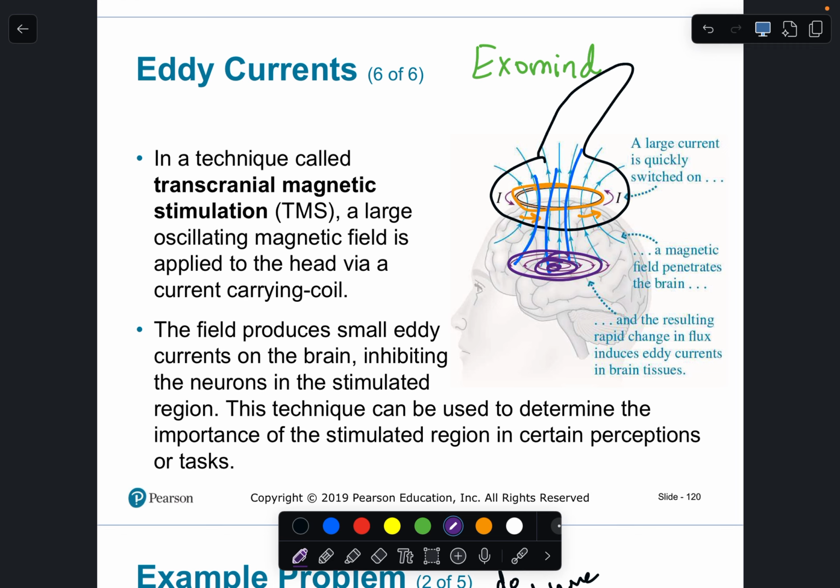There are mixed reviews on whether this is actually working for people or not. Could be placebo effect, I don't know. But it's an interesting application of eddy currents, and I just thought I would share that with you.